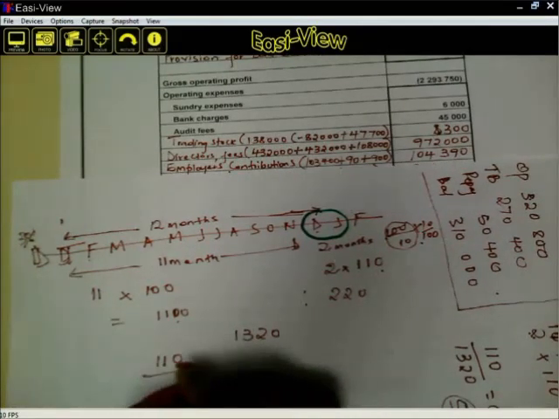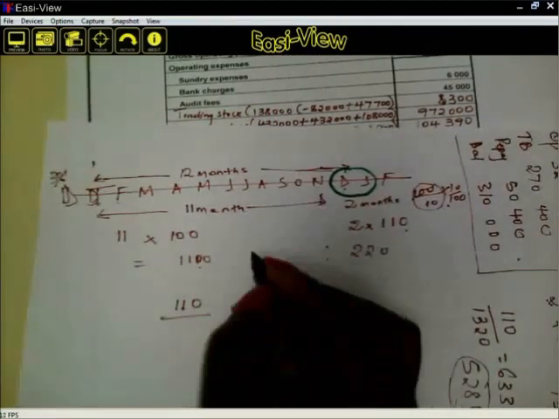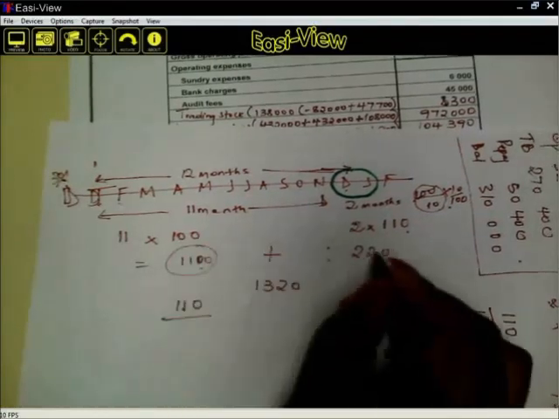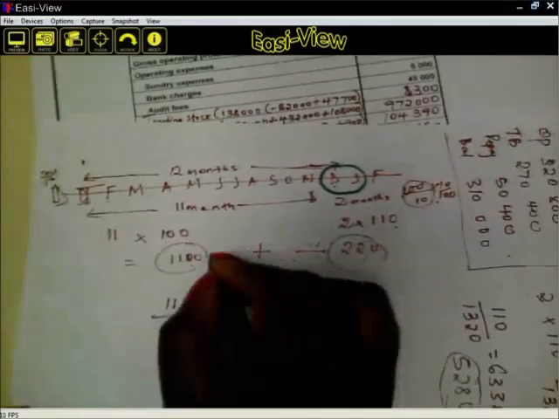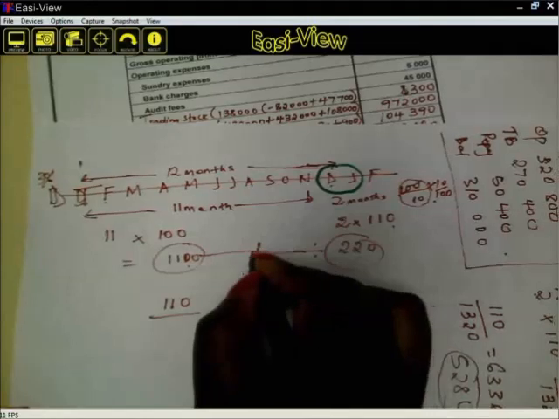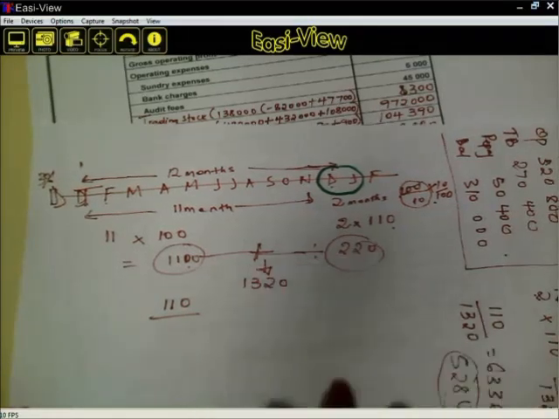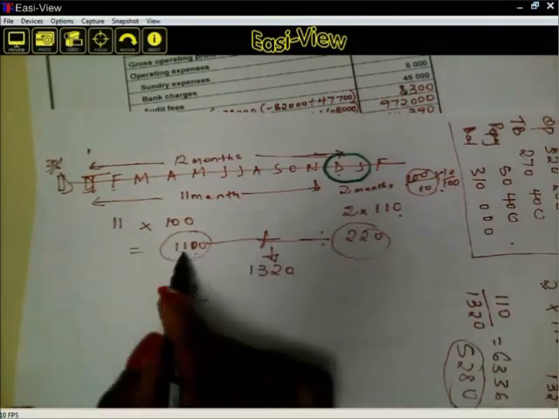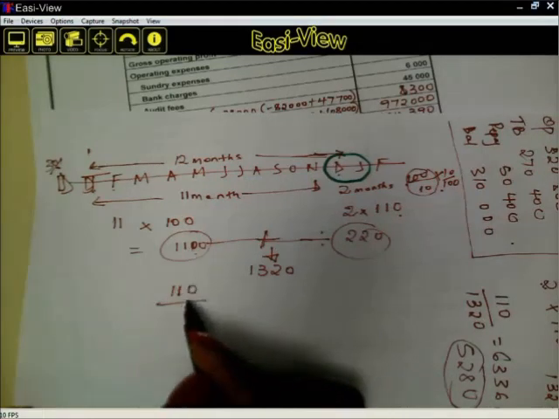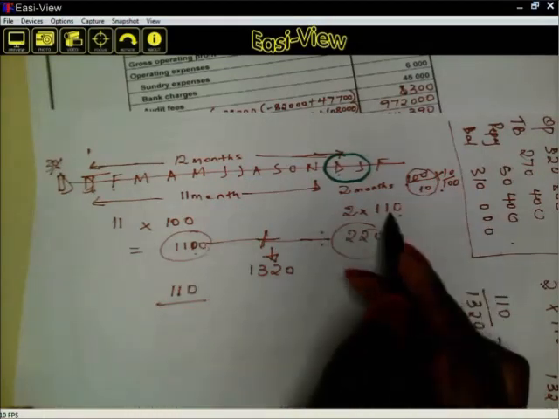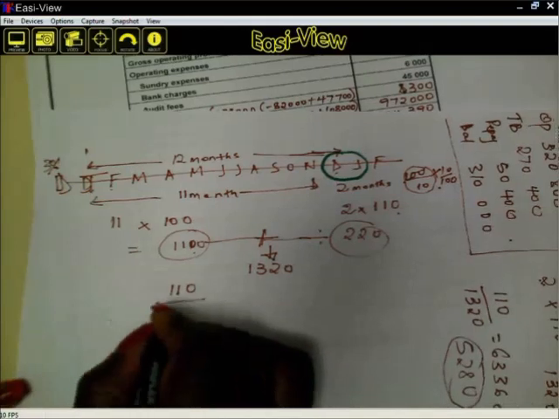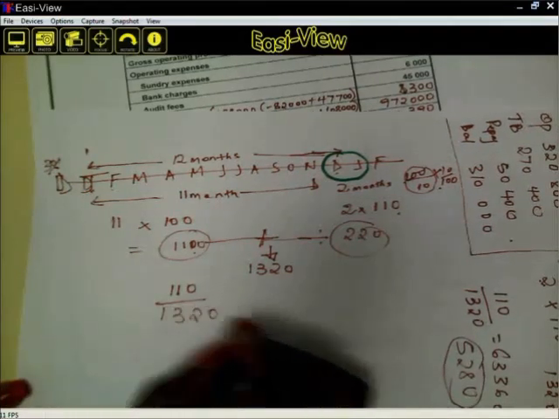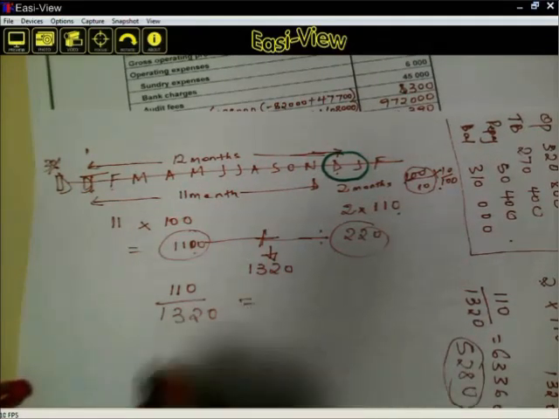Then you say the increase of which is 110. This plus this will give you this amount. And then we say this amount, the increment, 110, divide by 1,320, it will be multiplied by the amount for the rent, 63,360. Let's check where we got it.